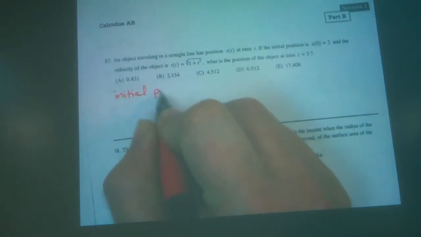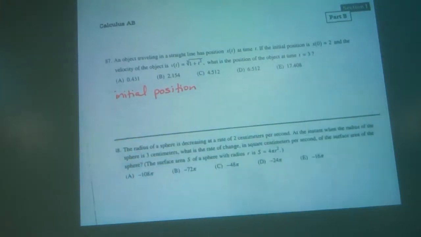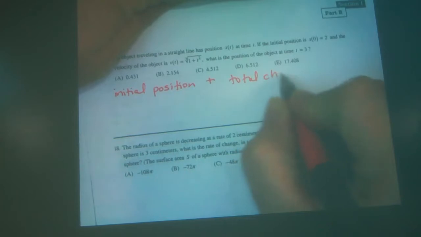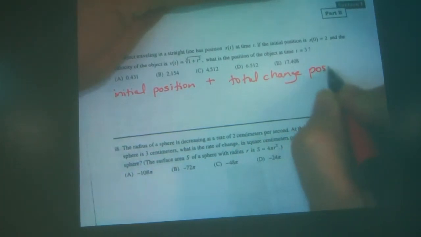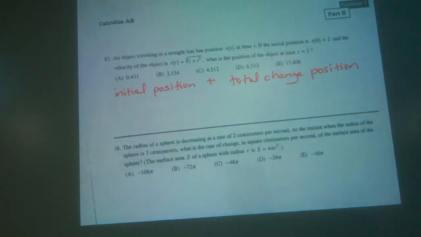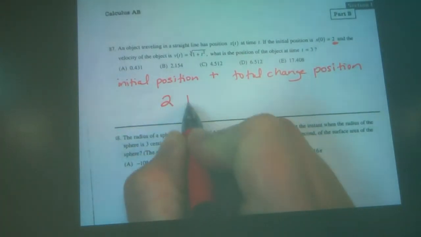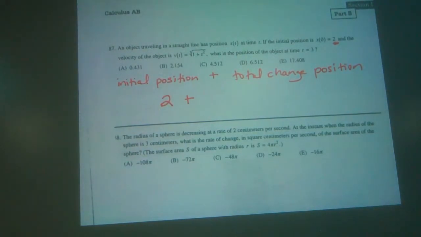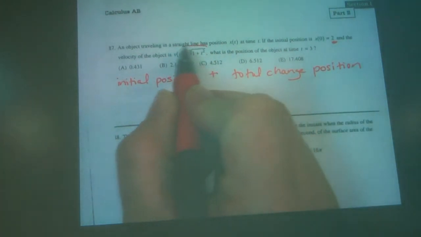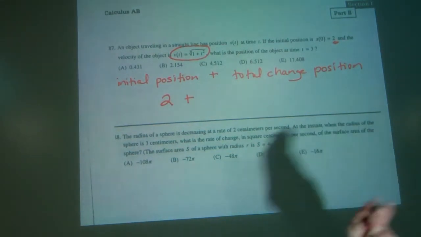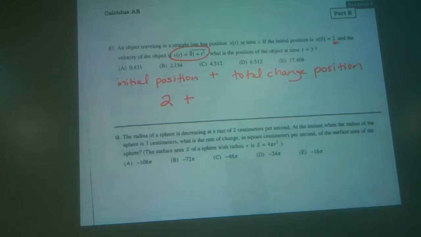So to get position at a certain time, you have to take the initial position, or where it was when t was 0 at the start, and add the total change in position over whatever time period you're talking about. So in this one, the initial position is 2 plus, and then to get total change in position, you integrate velocity. Velocity is the derivative of position, or the rate of change of position. So if you know how something changes and you want to know the total amount it changes, you integrate.